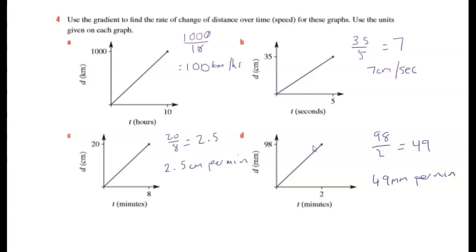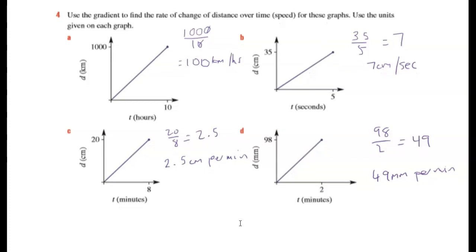And I've just noticed on these last two I wrote per, and here I just use the slash. You can use either one. Okay, so we're just working out the rate. And it's the same as the gradient. Okay, so doing the rise over run.